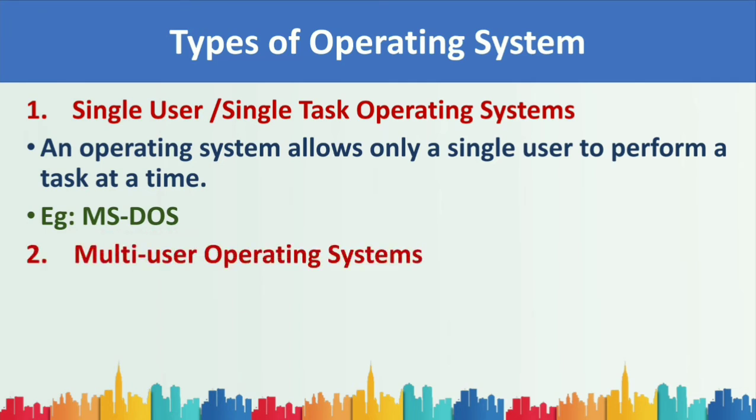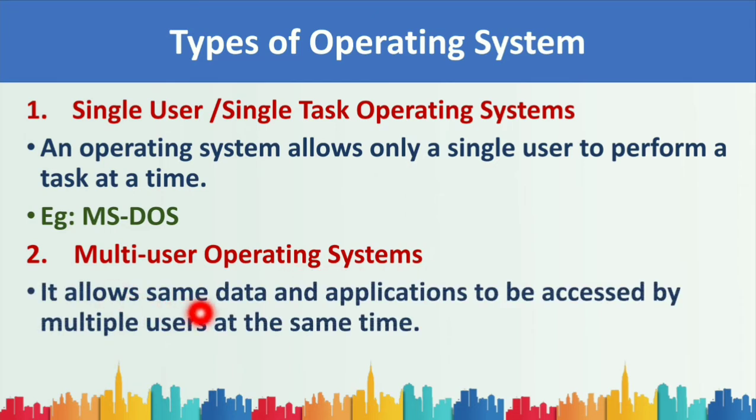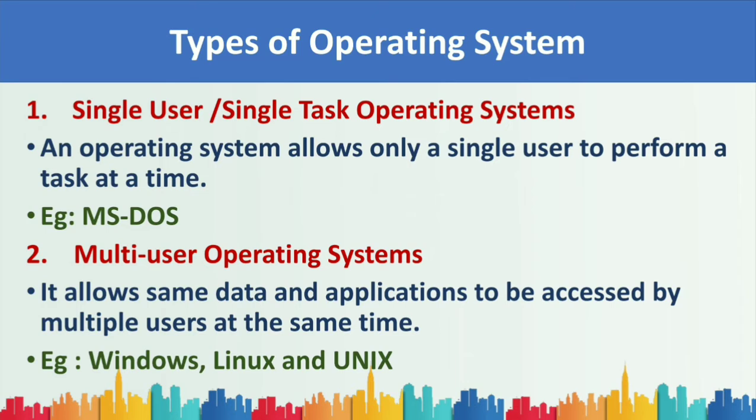And the next one is multi-user operating system, which means it allows the same data and application to be accessed by multiple users at the same time. For example, Windows operating system, Linux operating system, and Unix operating system. All these operating systems are used for multi-user.